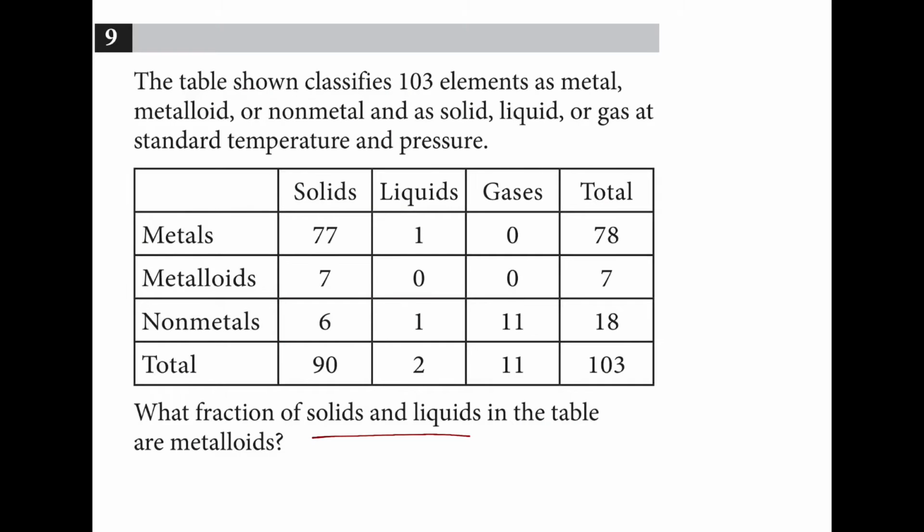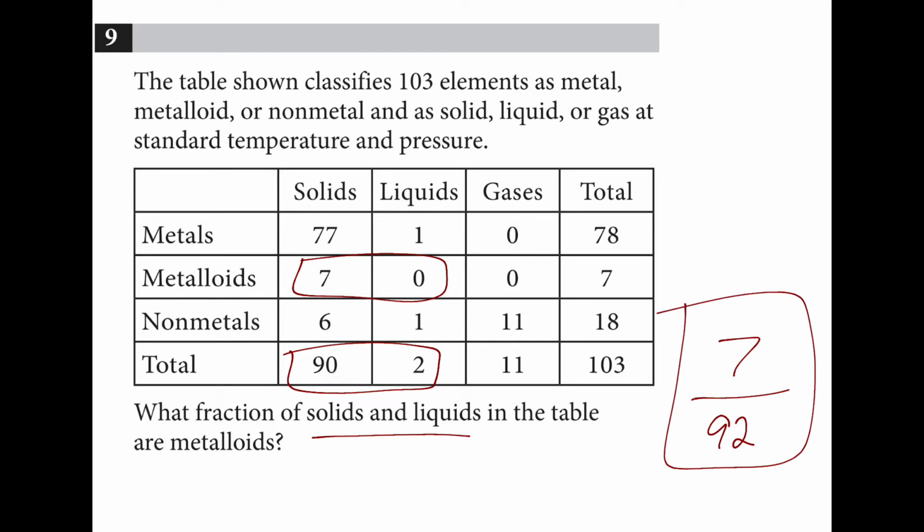What fraction of solids and liquids are metalloids? So the total solids and liquids is 92, and those that are metalloids, the total is 7. So 7 over 92.